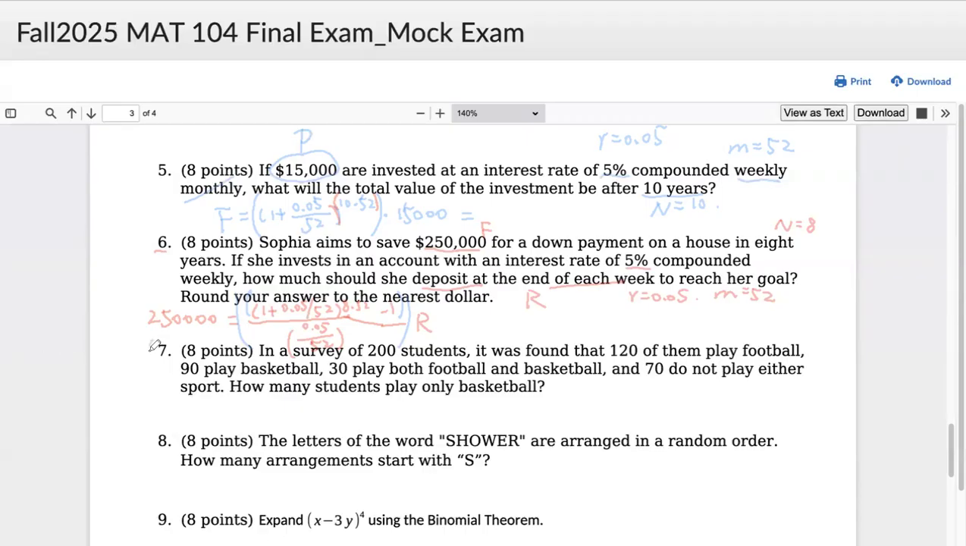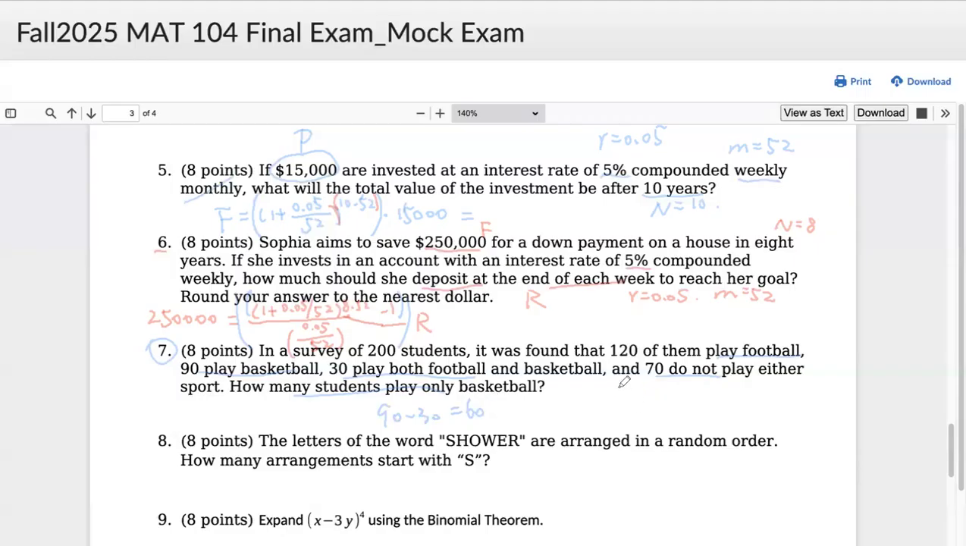Okay, let's see 7. In a survey of 200 students, it was found 120 play football and 90 play basketball, 30 play both, 70 do not play anything. So how many students play only basketball? Well, that's 90 minus 30, 60.